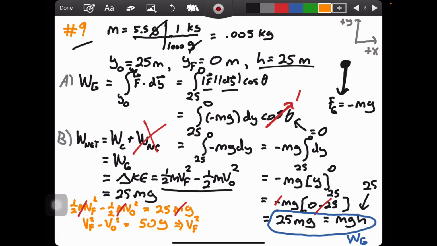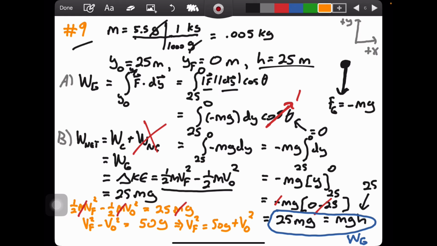V final squared, again, this is going to be the velocity of the coin just as it hits the water, just as it's fallen from 25 meters up down to what we're going to call 0 meters at the surface of the water. This is after gravity has done work on it over 25 meters. And positive work because downward is the same direction as the force of gravity, which is downward near the surface of the earth. So v final squared, and again, this is of the coin, is going to be equal to 50g plus v initial squared.